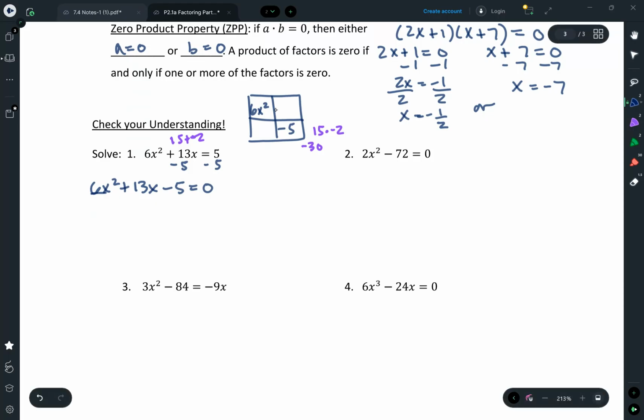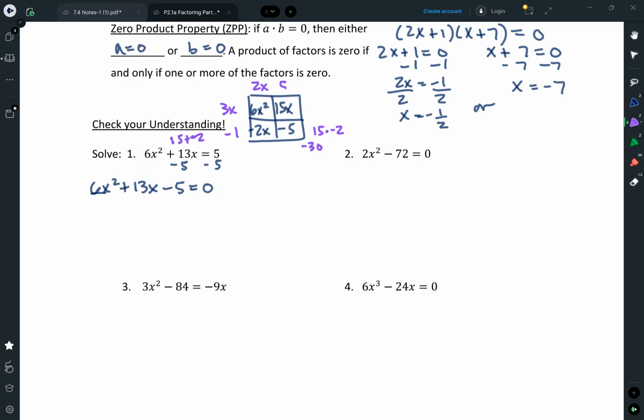So let's go ahead and fill them in. 15x and negative 2x. So rows and columns, what's in common? So 6 and 15, I feel like that's a little bit tricky. That's going to be a 3x. My next row is just a minus 1. And then columns, I would have a 2x and a 5x. Or sorry, just a 5. Yeah. So let's go ahead and write down our factors now. We have a 3x minus 1 times a 2x plus 5 is equal to 0.